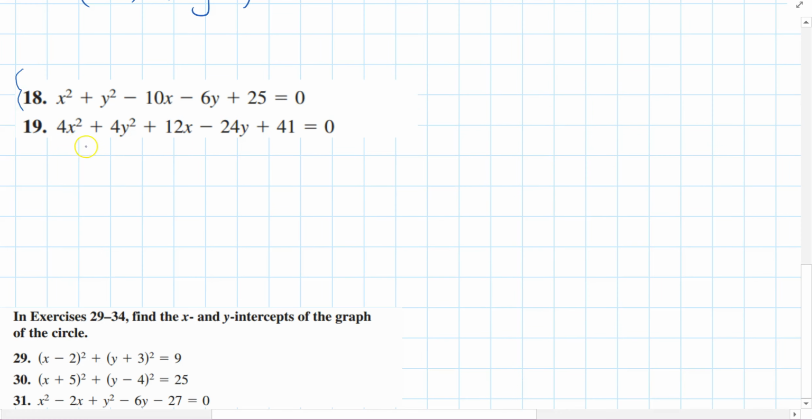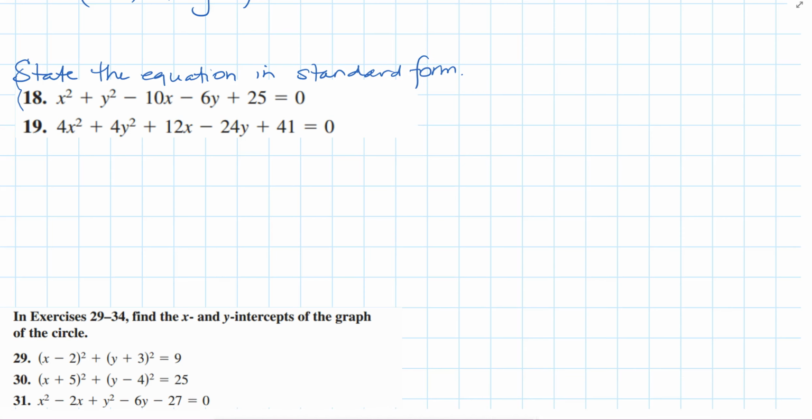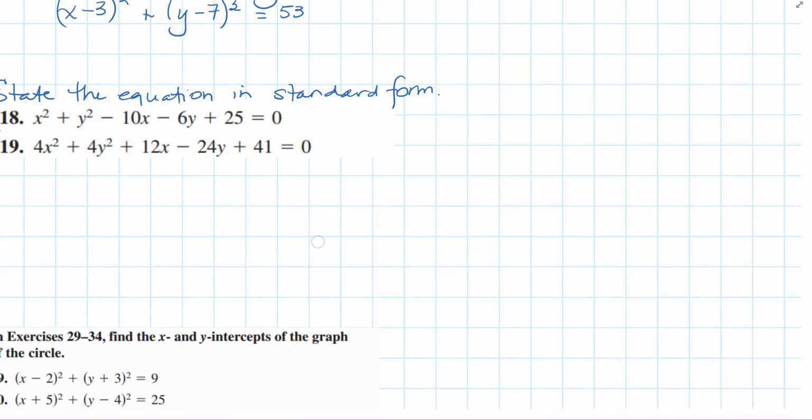Now I'm given the general form of 18 and 19, and I'm asked to state the equation in standard form. Well, for number 18, I don't think you're going to have any problem because you just have to complete the square. I will remind you how to do that. First of all, you have to group the x's together and the y's together and move the constants. So I'm going to put x squared minus 10x plus, I don't know, plus y squared, and I'm going to use negative 6y, plus, I don't know, is equal to negative 25.